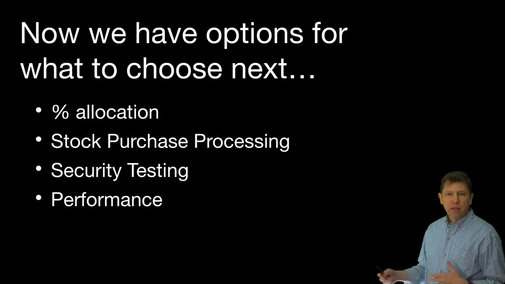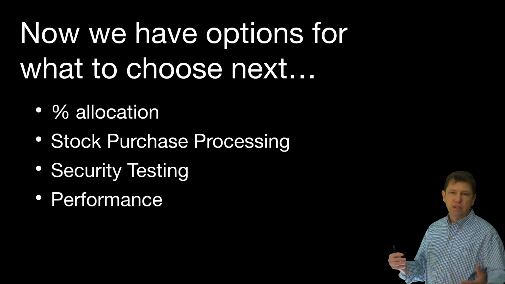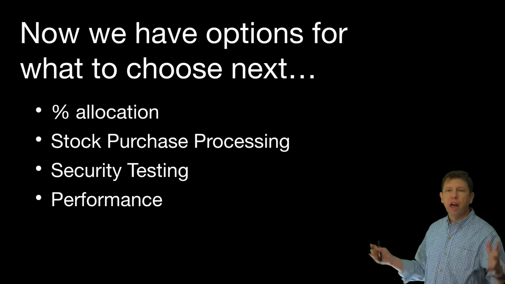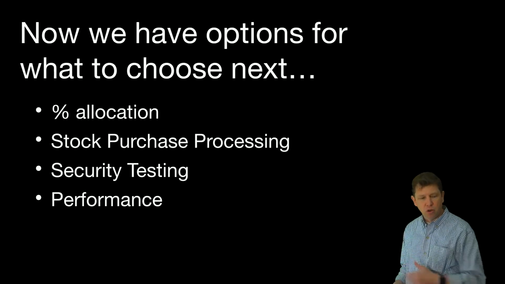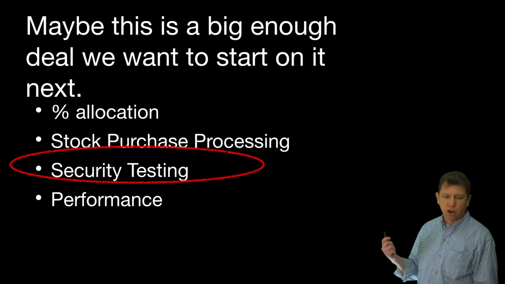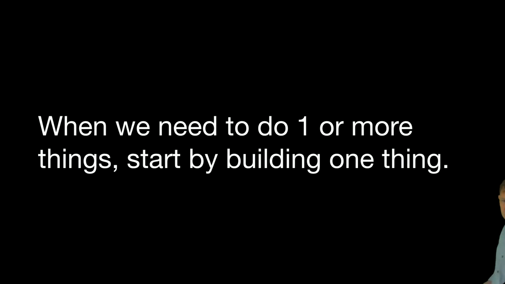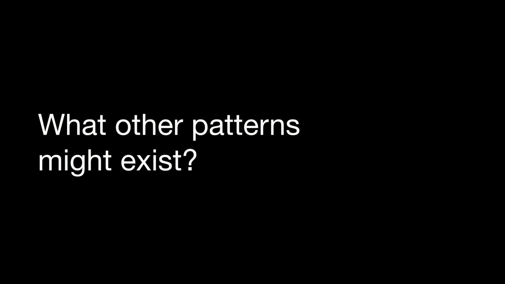Or we may discover as we're doing this that performance is an issue, so maybe we need to build out some parallel processing. There may be lots of things we can do, but we're getting feedback sooner instead of waiting until the end. Maybe this is a big enough deal we want to start on this particular thing next. When we need to do one or more things, we can usually start by building one of those things. So what other patterns might potentially exist?